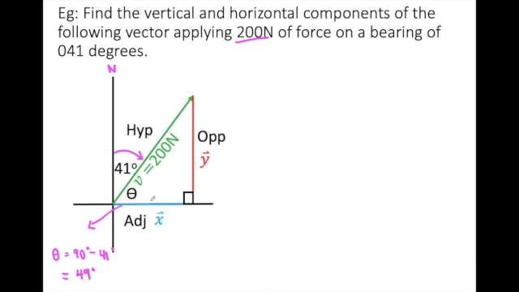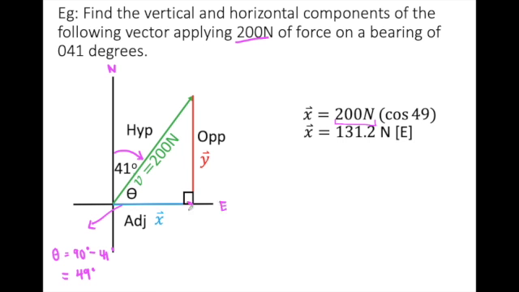Then you can find your horizontal component. So it's your x, right? We're finding x. From previous, you want to put your vector. Your vector is 200 newtons. And then you're going to take the cos, because cos was for our horizontal component, and then 49 degrees. So when you plug that in your calculator, you are going to get 131.2 newtons. And then remember, we are going east here. This would be east, so your direction is east.